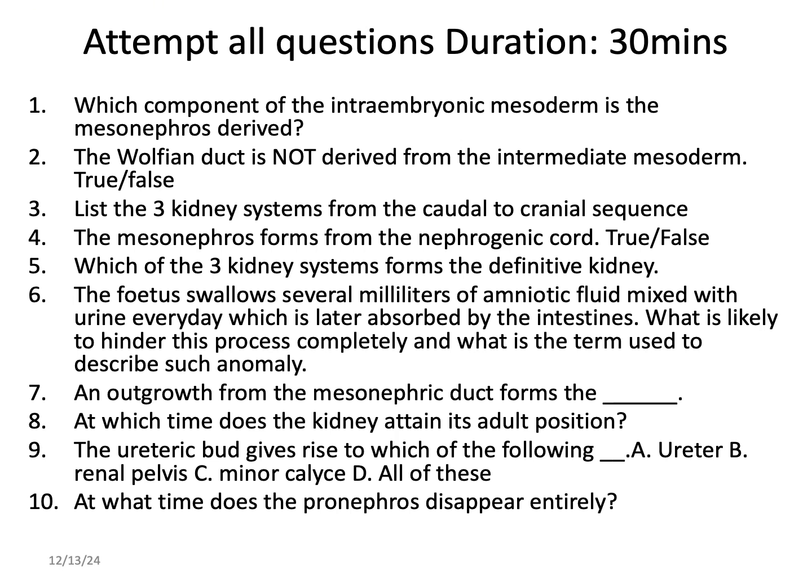In terms of weeks. The ureteric bud gives rise to which of the following? Is it ureter? Is it renal pelvis? Is it minor calyx? Or is it all of these?